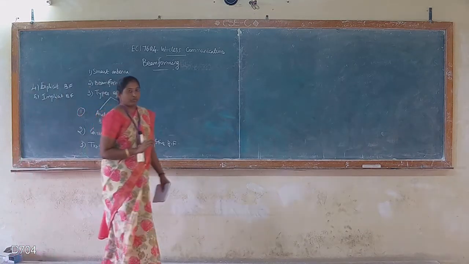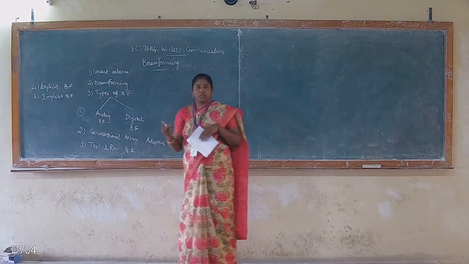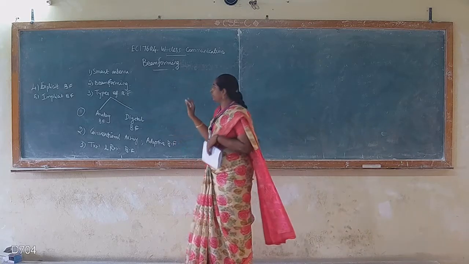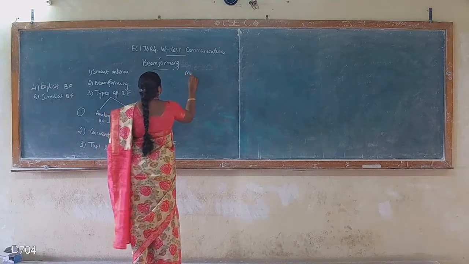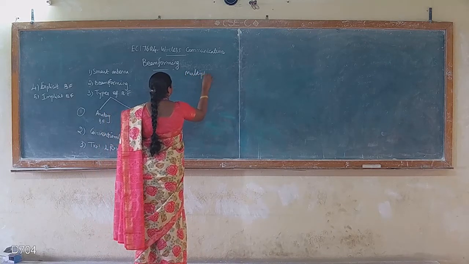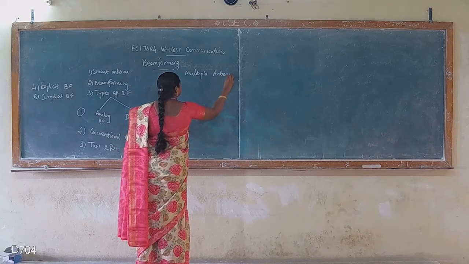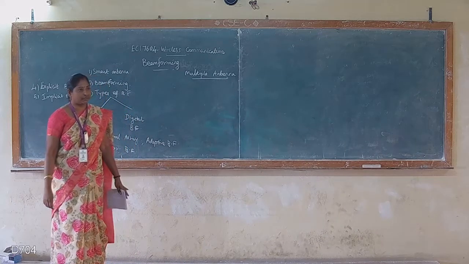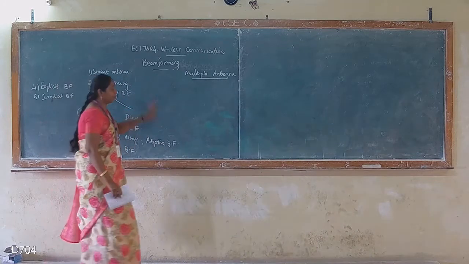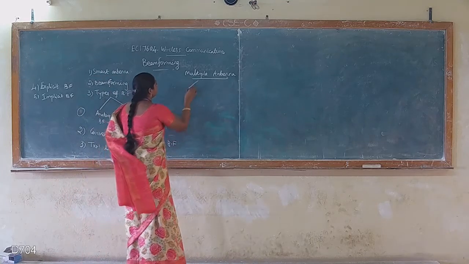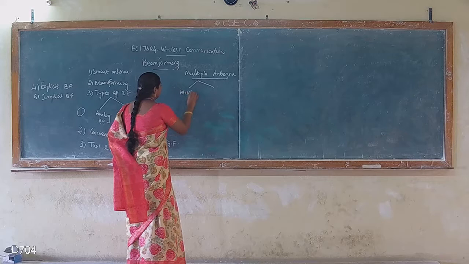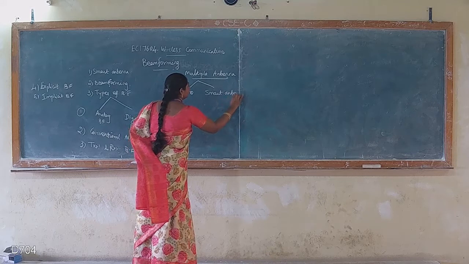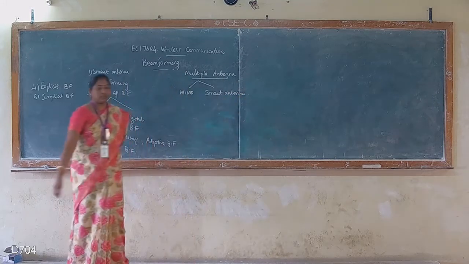Before going to the topic, we will get into smart antenna. The smart antenna is one type of multiple antenna technique. What do you mean by multiple antenna technique? Suppose any system uses multiple antennas, either at the transmitter or receiver or at both sides, that technique is called multiple antenna technique. Under it, there are two types: one is MIMO and another one is smart antenna. We have already discussed MIMO.